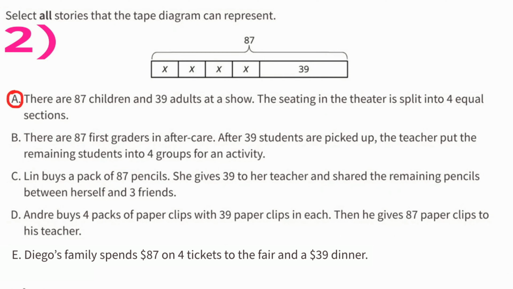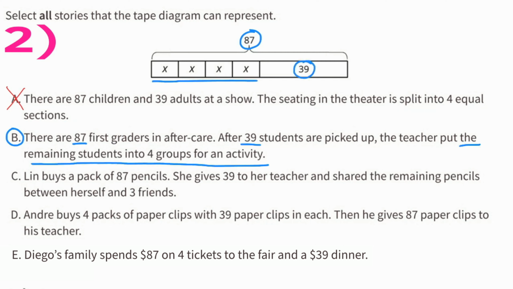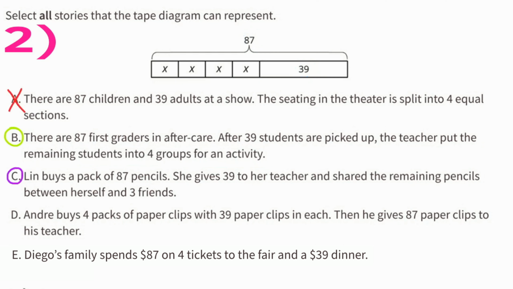Number 2. Select all the stories that the tape diagram can represent. A. There are 87 children and 39 adults at the show. The seating in the theater is split into 4 equal sections. That doesn't work. B. There are 87 first graders in aftercare. After 39 students are picked up, the teacher put the remaining students into 4 groups for an activity. That works.